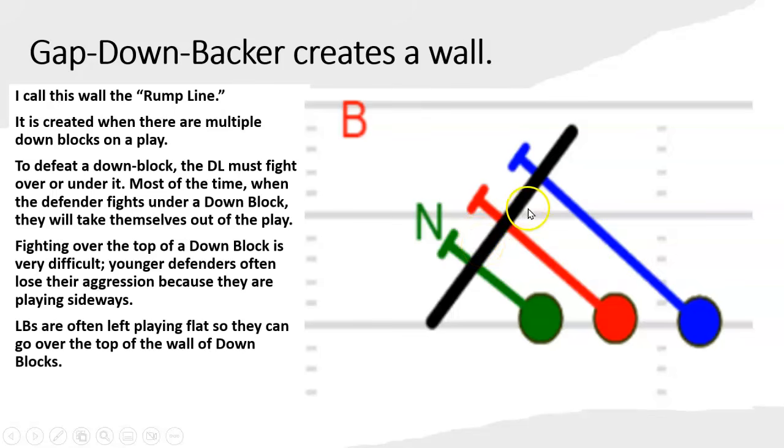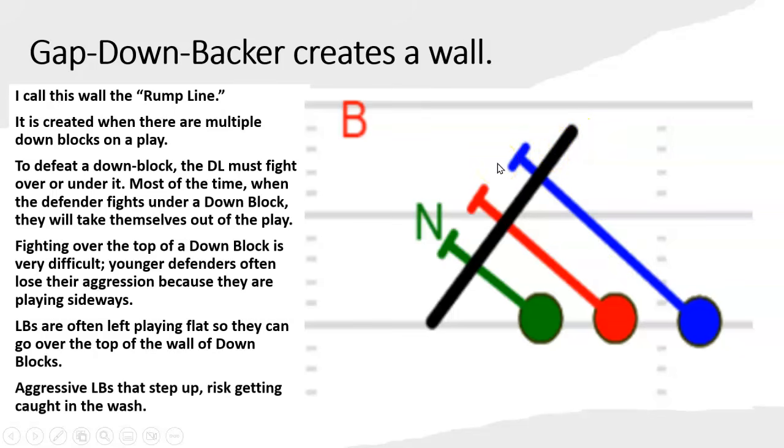All right, linebackers are often left playing flat because if they penetrate and come here, they're going to get caught up in the wash of that wave, of that rump line, of that wall. And so they start playing flat. Now they're coming over the top. And even if we don't block them, we're talking 4 or 5 yards.